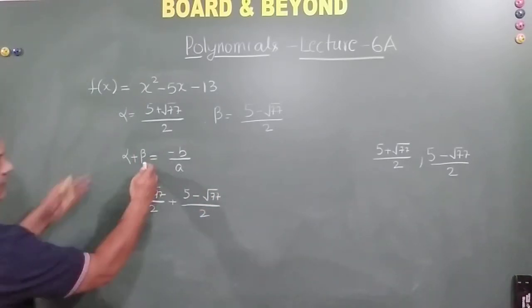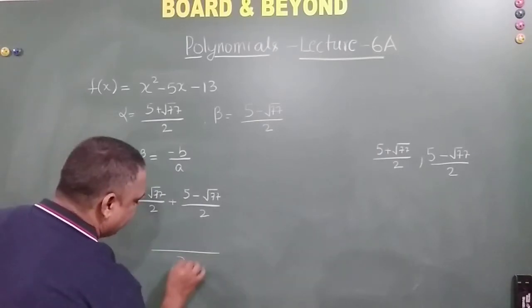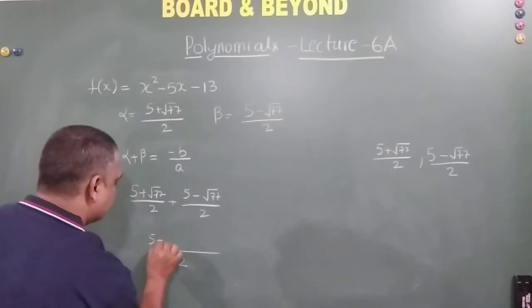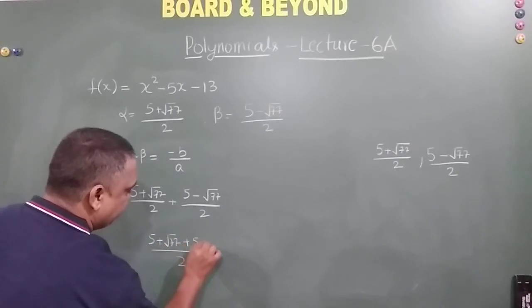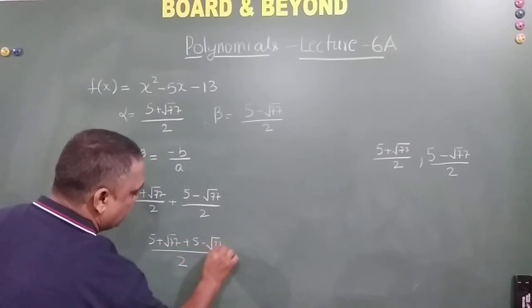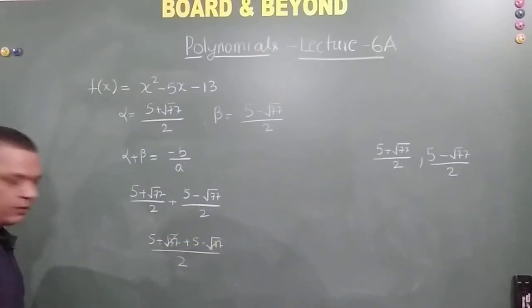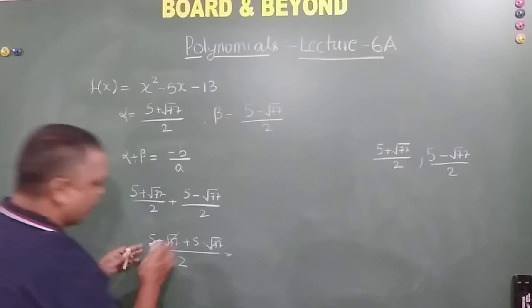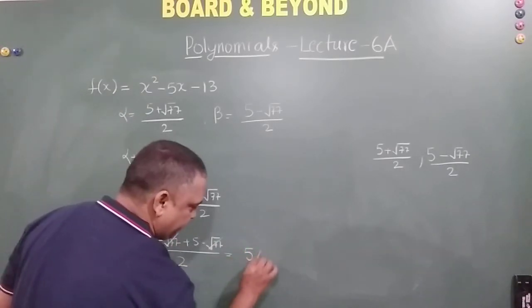On the LHS, I'm just doing it on the LHS, right? So taking 2 as LCM, my friends, 5 plus root 77 plus 5 minus root 77, right? So this and this get cancelled, leaving me with 5 plus 5, 10 by 2, which is equal to 5 itself.